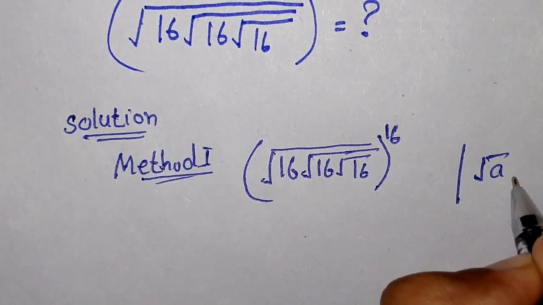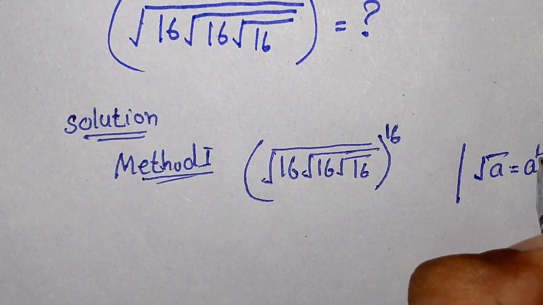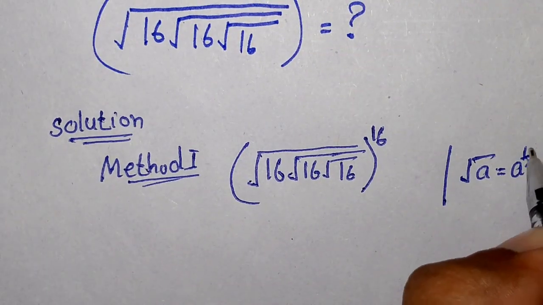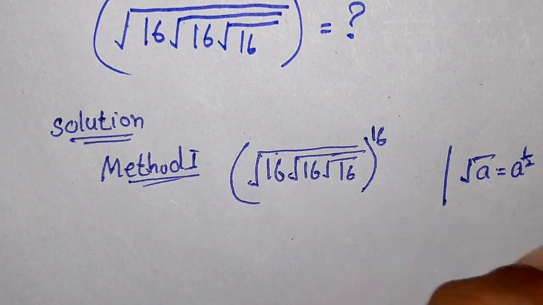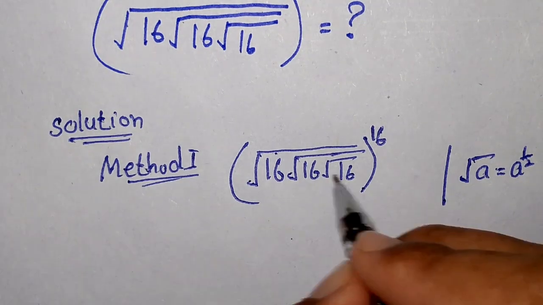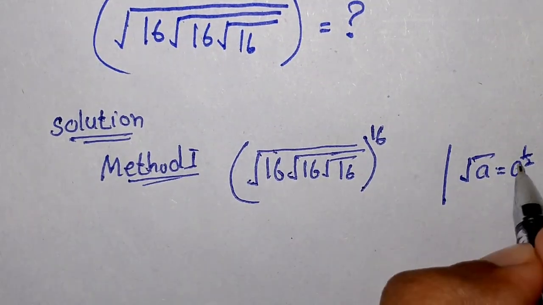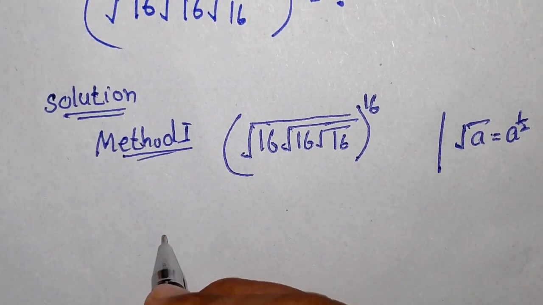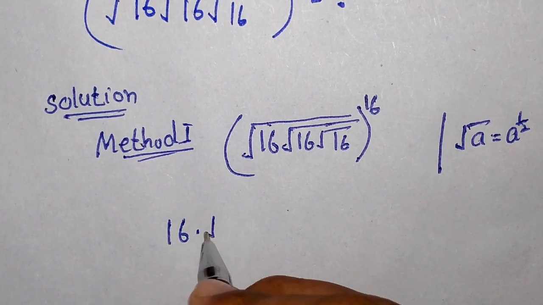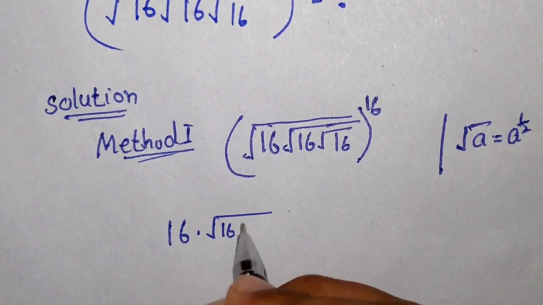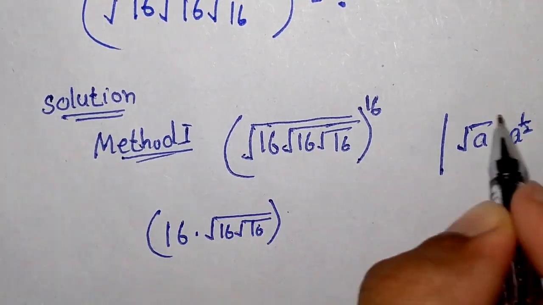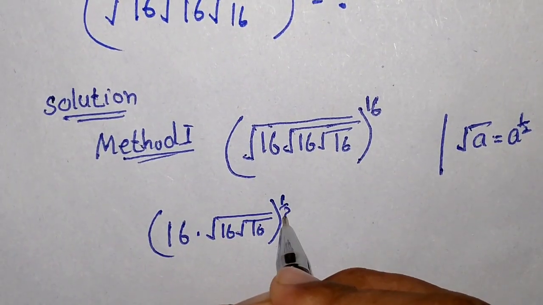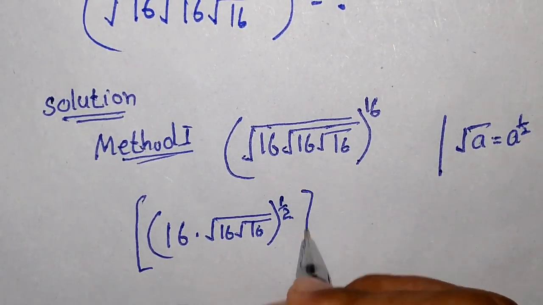square root of a is equal to a to the power of 1 over 2. So this square root may be equal to 1 over 2. So we have to replace this square root by 1 over 2. So this will become 16 times square root of this 16 under square root of this 16, and this square root is equal to 1 over 2, and this is to the whole power of this 16.